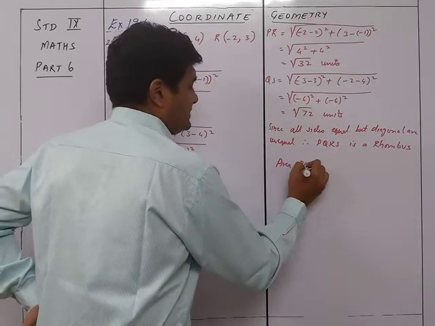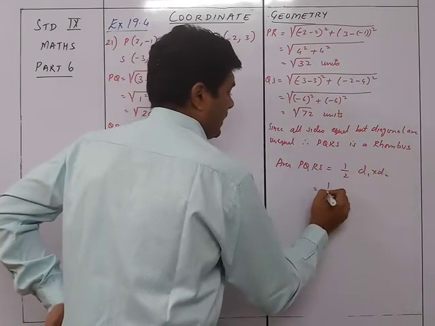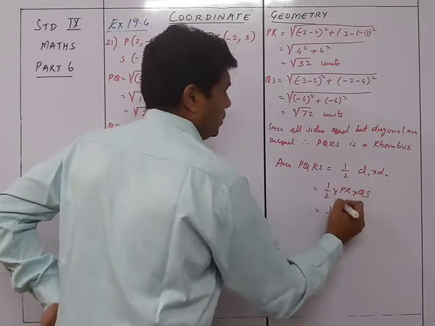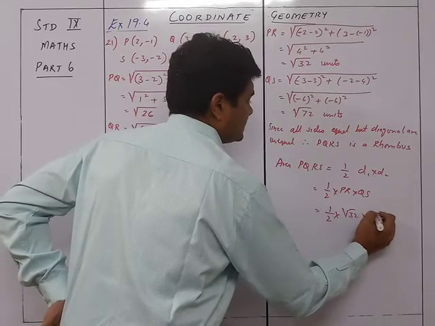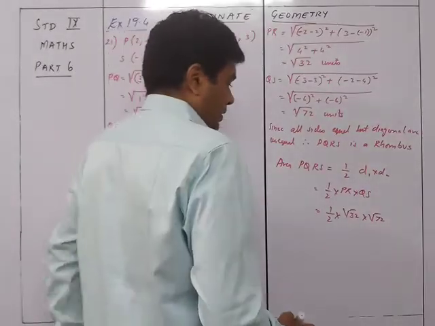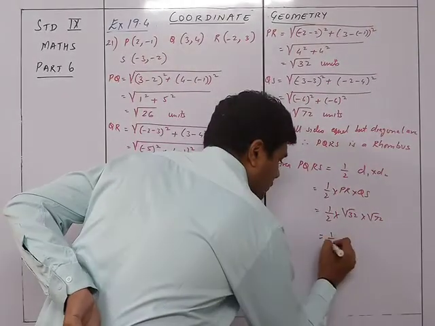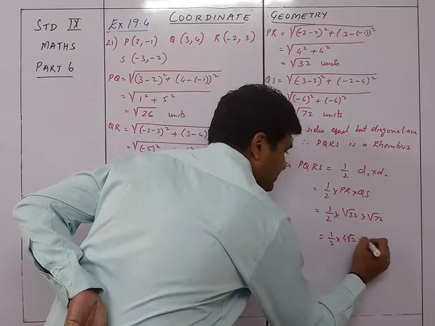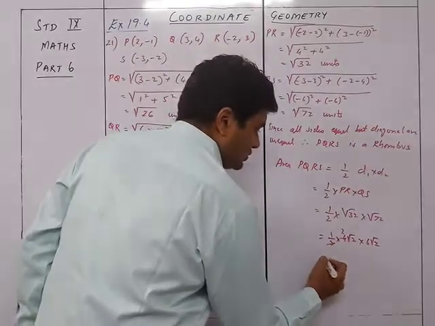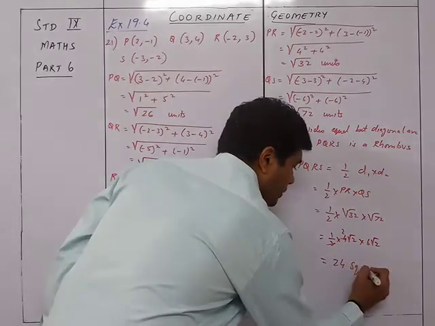Area of PQRS is equal to half D1 into D2, is equal to half into PR into QS, is equal to half into root 32 into root 72. Root 32 is nothing but 4 root 2. So it is 1 upon 2 into 4 root 2 into 6 root 2. This 72 is 6 root 2. So this will cancel to 2. So that will be 6 to the 12. 12 into 2 is 24. So it is 24 square units.